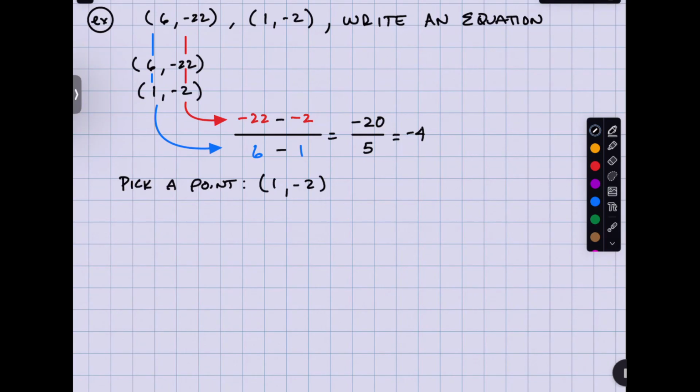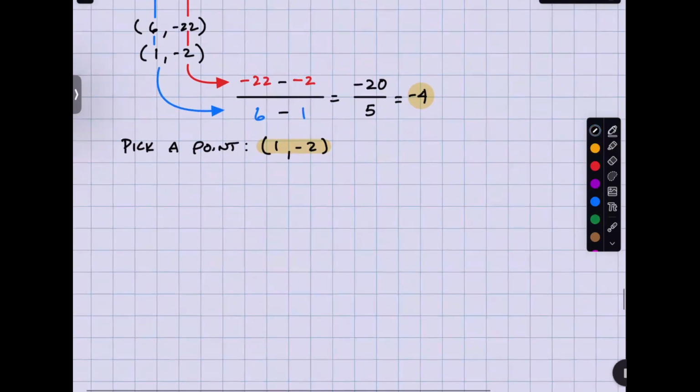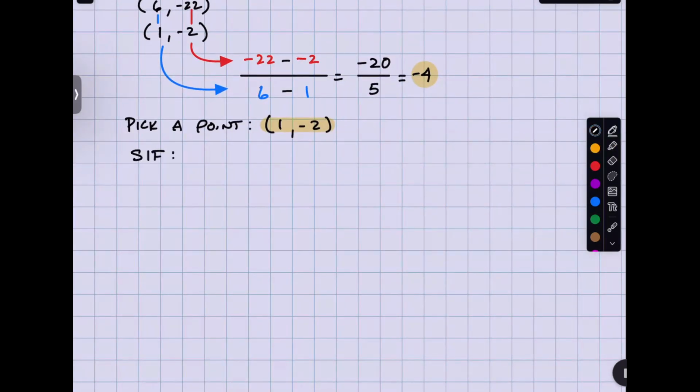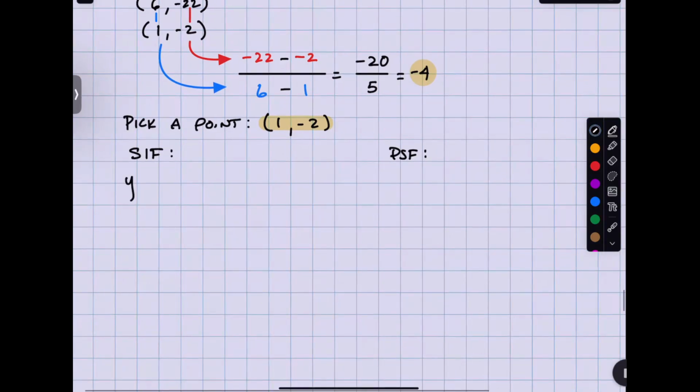All right, so we're now going to use this slope and this point. I'll show you how to use SIF to do it and how to use PSF to do it. Your choice, it doesn't really matter. But there is a certain time where you might have to use PSF to find the answer. I'll explain when and why. SIF, we already know, is y equals mx plus b.